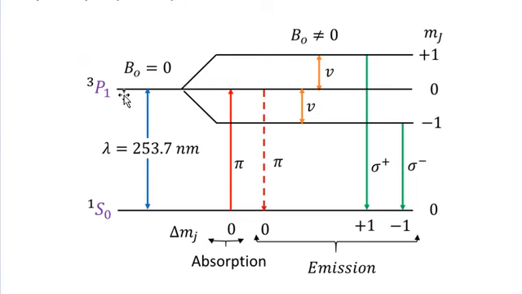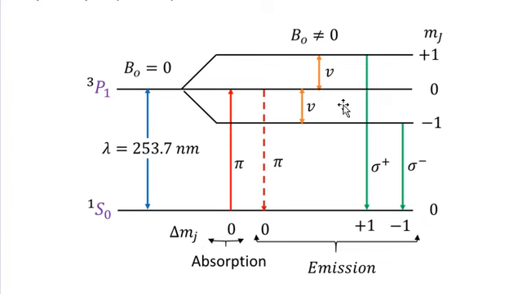You see that I have shown the 3p1 level and the 1s0 level. These are the two levels represented by single lines, and these levels will be single lines in the absence of the magnetic field. So when B0 is equal to 0, the 3p1 level and the 1s0 level will be single levels. The transition between these two levels will give you a wavelength of 253.7 nanometer. The same wavelength can also be used for the excitation, and the same wavelength will also be used in the de-excitation process. That is, these two levels, 1s0 and 3p1, are the resonant levels.